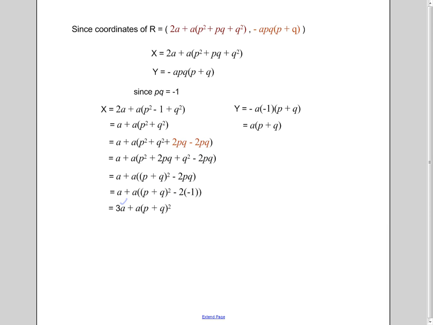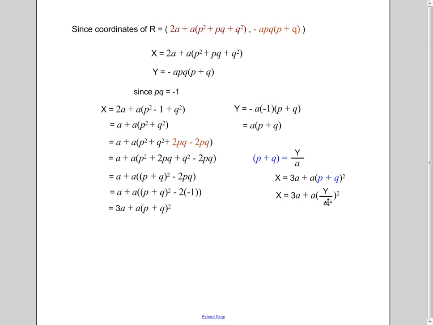So where do I go from there? I've got y equals to that. I've got x equals to that. I've got p plus q in both. So perhaps I can use p plus q to combine the y and the x together. So the next step. P plus q is y over a. Obvious. Bring a over here. It's y over a. The next step now is perhaps I can then substitute that. See, x equals 3a plus a bracket p plus q squared, which is there. Notice that p plus q is there. So that can be written as y over a.